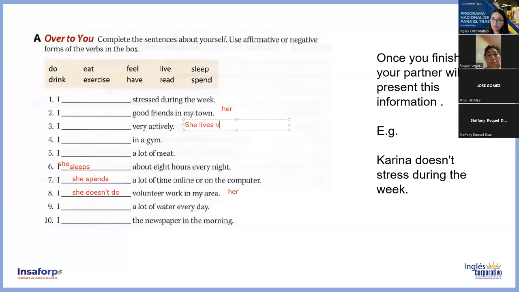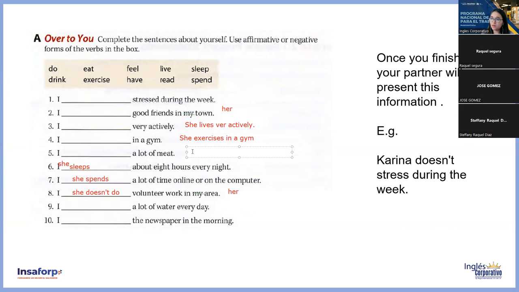She lives very actively. And number 4, she exercise. Exercise. In a gym. Mm-hmm. La última, what do you have? Maybe. She has a lot of meat.